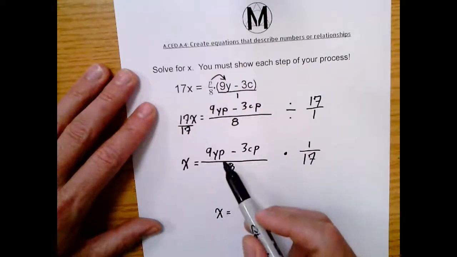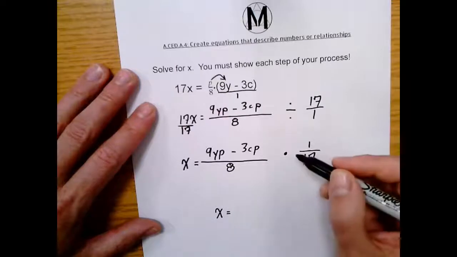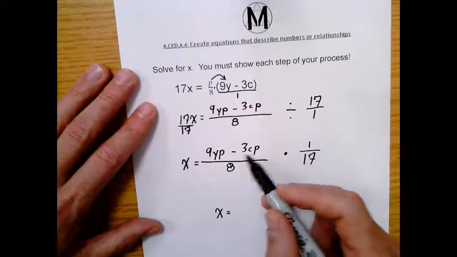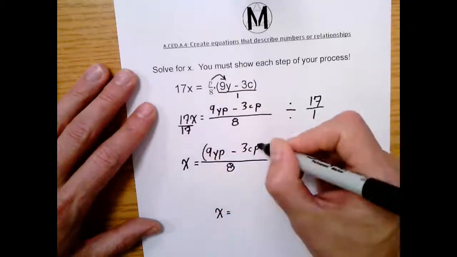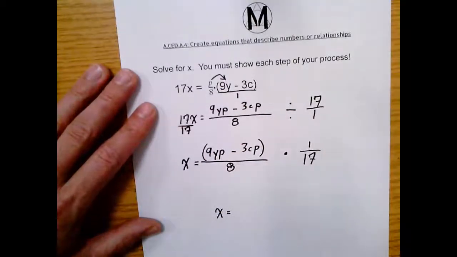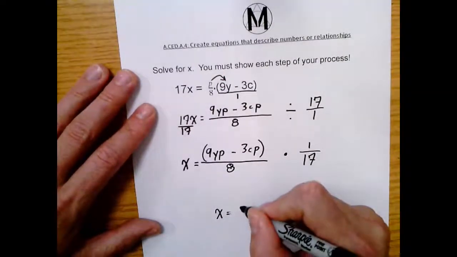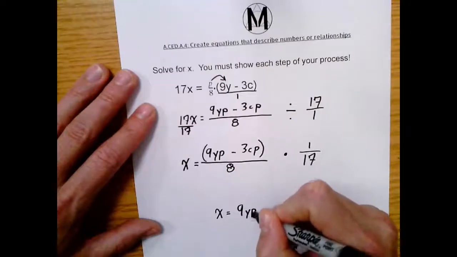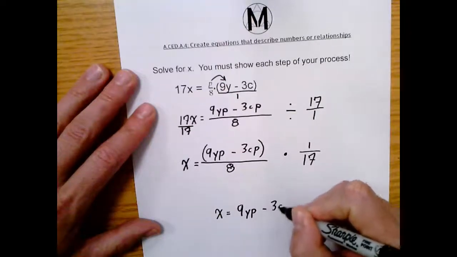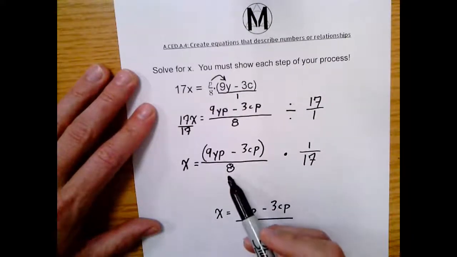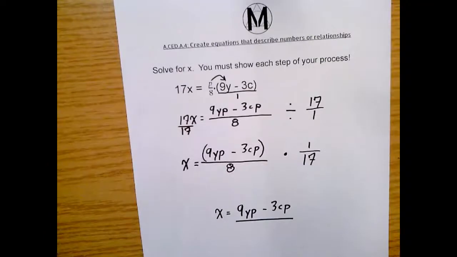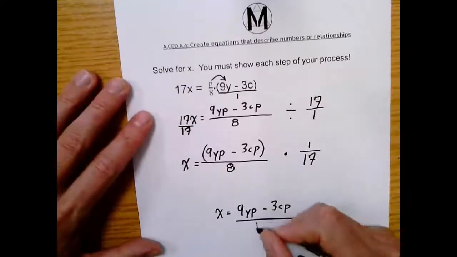Right, so 9yp times 1 is 9yp, and negative 3cp times 1 is negative 3cp. Or if you view this whole thing as a binomial, if you multiply this whole shebang by 1, you'd be right back where you started. So great, let's write that: 9y times p minus 3cp, and we're going to divide that. Now we just multiply denominator by denominator. What is 8 times 17? We get 136.